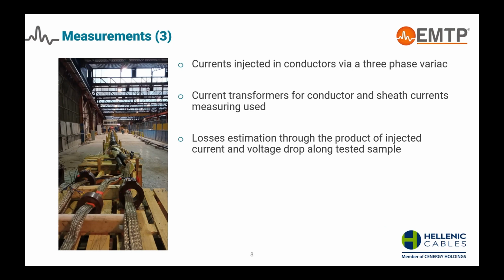And on the front side, you can see the brown current transformers, which are measuring the conductor current. And then here, if you see my mouse, there are the blue current transformers where we can measure the sheath currents in case of a solid bonding arrangement. The loss estimation comes through the product of the injected current and the voltage drop along the test sample.